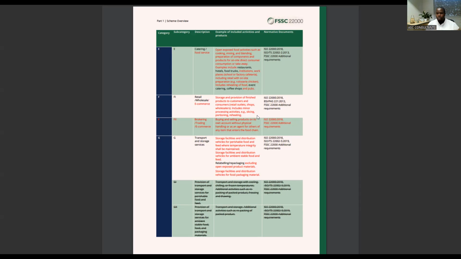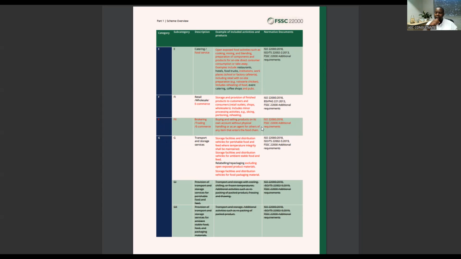You want to supply for your Spar, your Woolworths, your Checkers, and you want certification for that because it's a requirement that they require. You will fall under category F, which is quite interesting. Then again, which is groundbreaking, I think, for FSSC, since other certification bodies were actually way ahead in terms of this requirement. Category F looks at brokering, trading, or e-commerce.